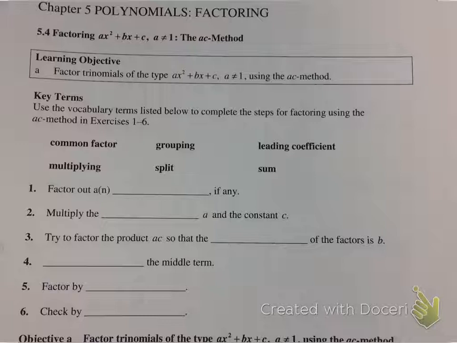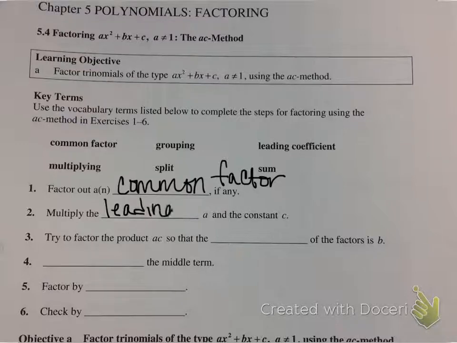The first one, factor out a common factor. You always want to look for that first. That's a GCF. Multiply the leading coefficient A. In other words, it's the number in the front. And the constant C. Try to factor the product AC so that the sum of the factors is B.